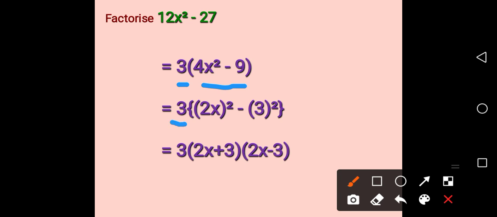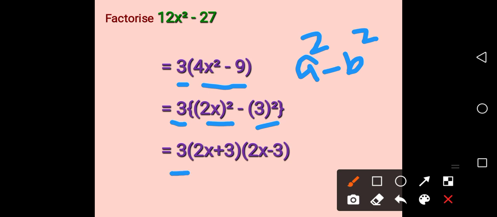Now come to the next line. We will continue with 3 like this, and if we focus particularly on 4x square and minus 9, we can see that we can make them perfect squares individually. The perfect square of 4x square is 2x whole square and 9 will be 3 square, right? We are accustomed to the formula a square minus b square, which is a plus b into a minus b, right? So we can write it this way.